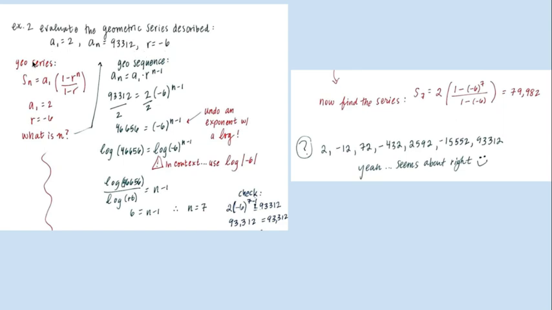So over here in red, I wrote down what I know so far. Here's my formula for a geometric series. I know my first term is 2. I know my common ratio is -6. But what I don't know is what term is this 93,312?